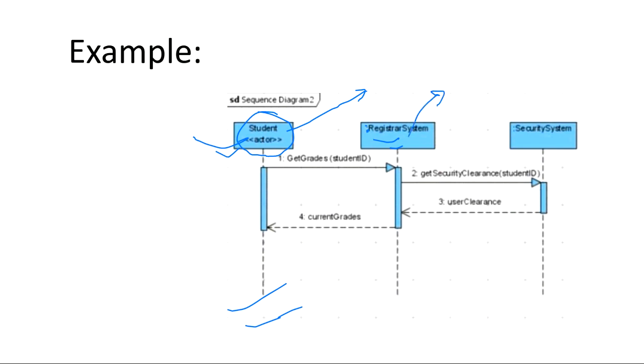Like this student is an actor. What is this registrar system? Same with the security system also. You have two colons before the security system. So what is this called? What do we call this participant? Is it an object, a class, an actor? What is this?